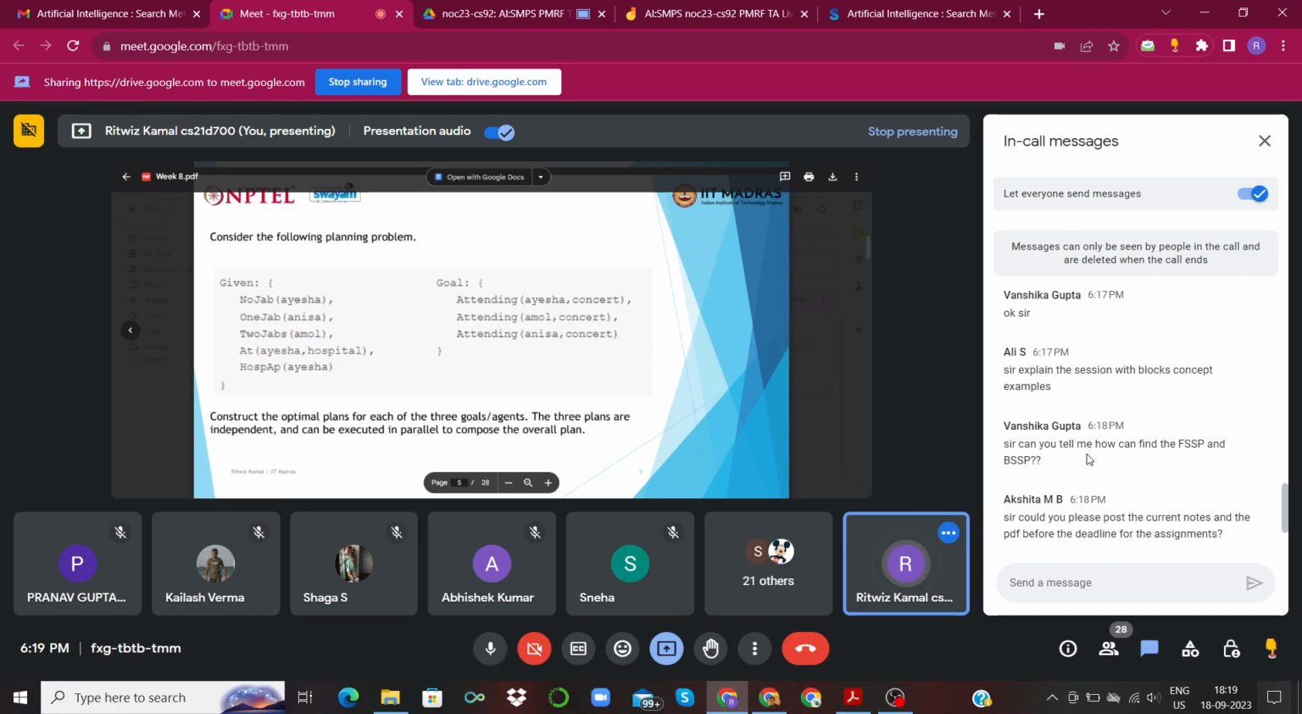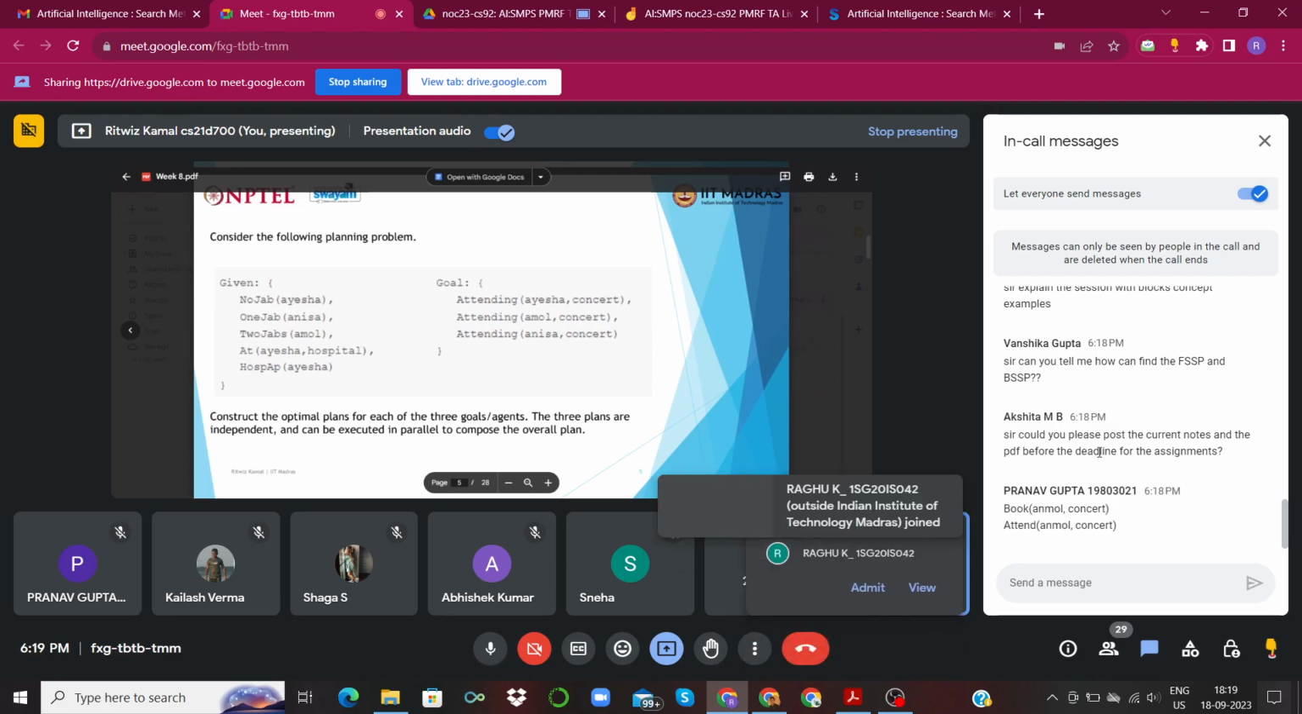Okay. Yes, Vanshika, we will go through forward state space planning and backward state space planning in some of the upcoming questions. But for now, you can try to construct the optimal plans by hand, and then we'll have a look at these two methods.